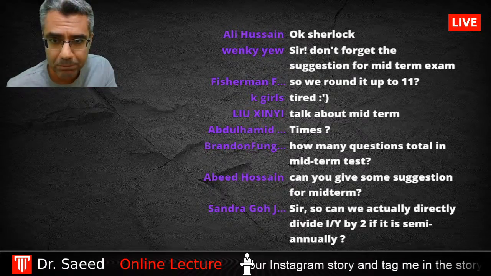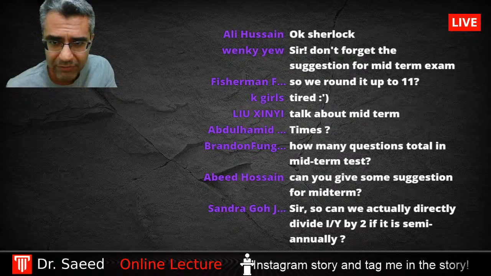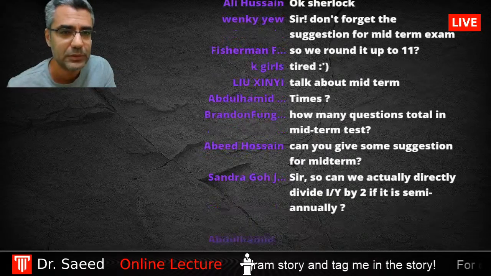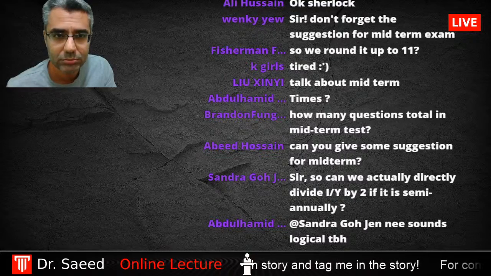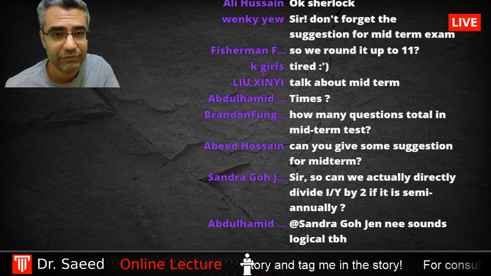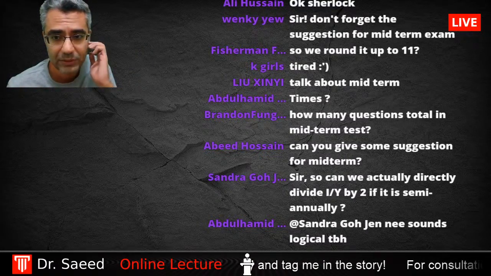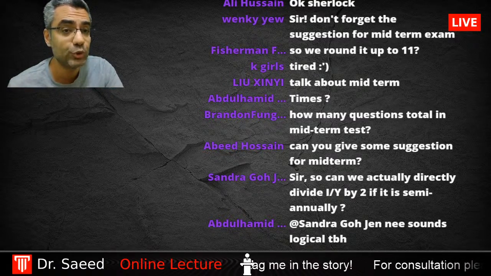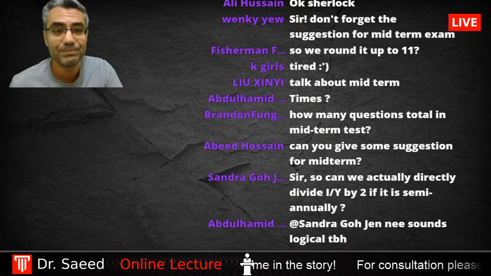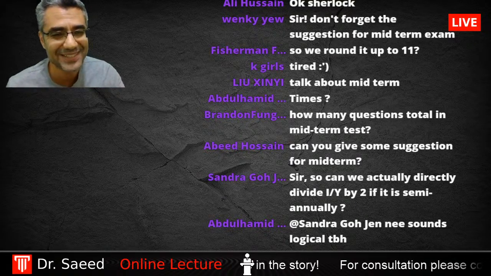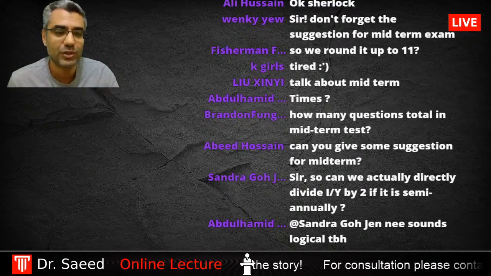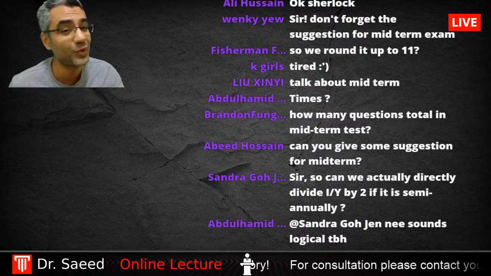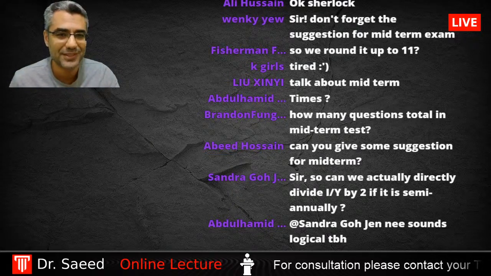Okay, I don't understand your question, Sandra. Can we actually directly divide I/Y by 2 if it's, what do you mean by I? Yeah, I'm not sure which question you are referring to, Sandra. You can maybe explain to me. Okay. Oh, you mean you compute per year and then divide. You don't usually get the same answer. Yeah, I got what you mean, Sandra. No, you cannot compute it for a year and then divide the answer. No, you won't get the same answer in most cases.